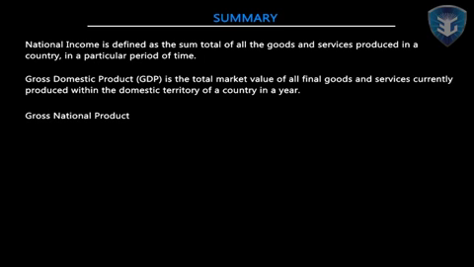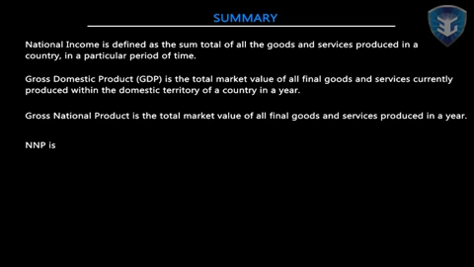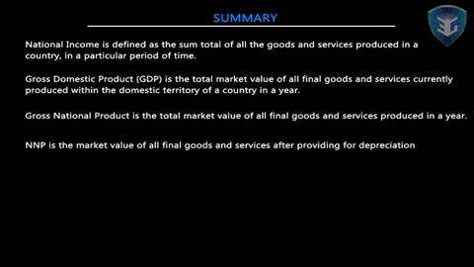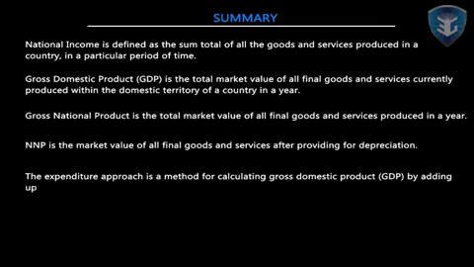Gross national product is the total market value of all final goods and services produced in a year. NNP is the market value of all final goods and services after providing for depreciation. The expenditure approach is a method for calculating gross domestic product, GDP, by adding up expenditures on goods and services.